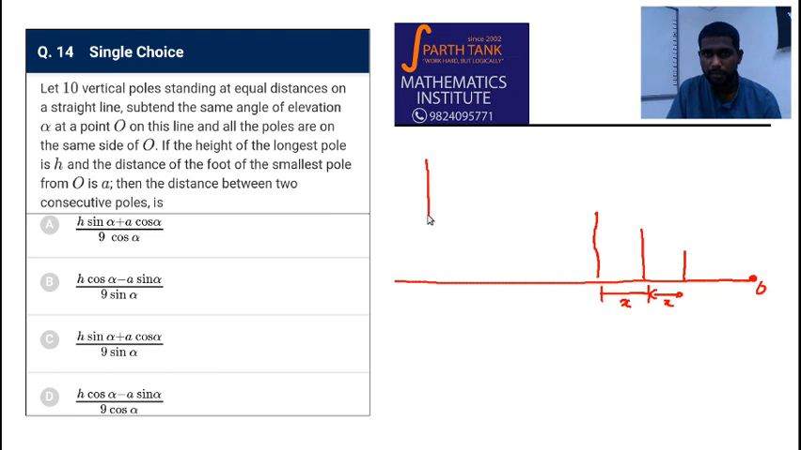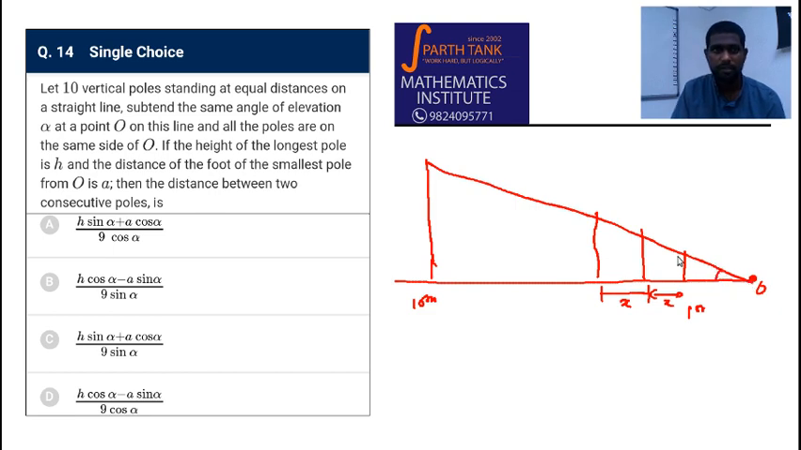So the 10th pole, let us say somewhere here, this is the 10th pole, first pole, all subtend the same angle here. This is alpha, the angle alpha. If the height of the longest pole is h, that is the 10th pole is h, and the distance of the foot of the smallest pole from O is A, then the distance between two consecutive poles, this x is how much?